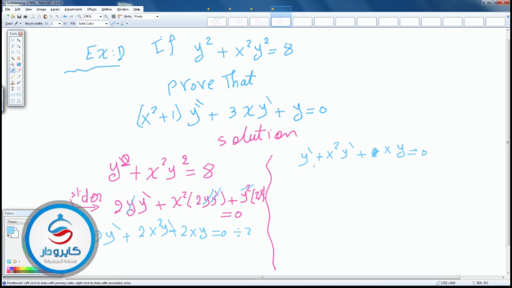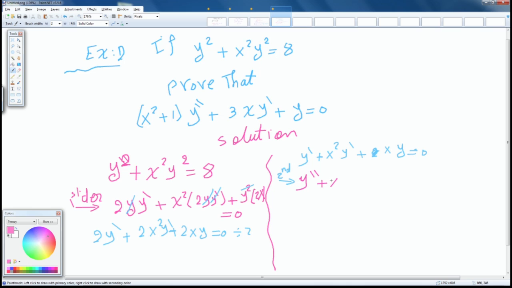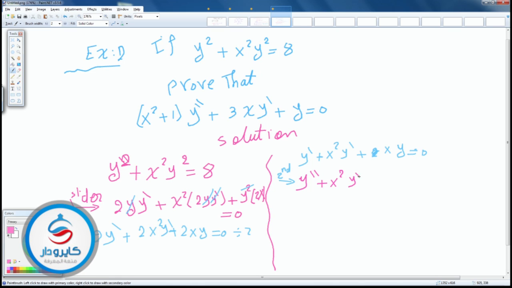Okay, what do you think about it? Now differentiate for the second derivative. We will write y double dash plus, this is the product, first times the derivative of second, y double dash, plus second times the derivative of the first, which is 2x, plus first times the derivative of second, this is y dash, plus second times the derivative of first, which is 1. All of this equals 0.